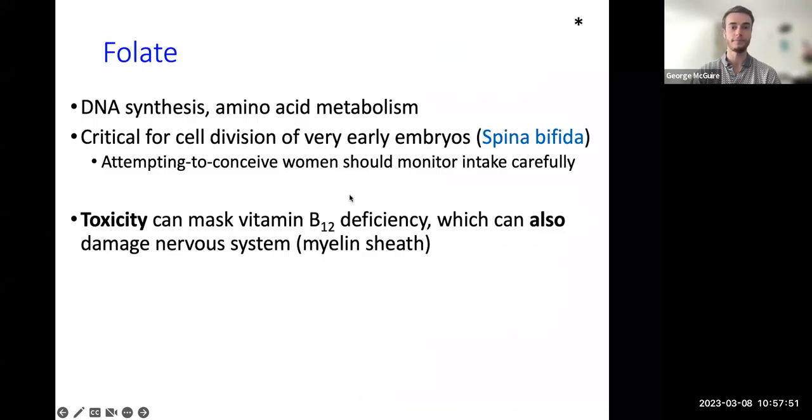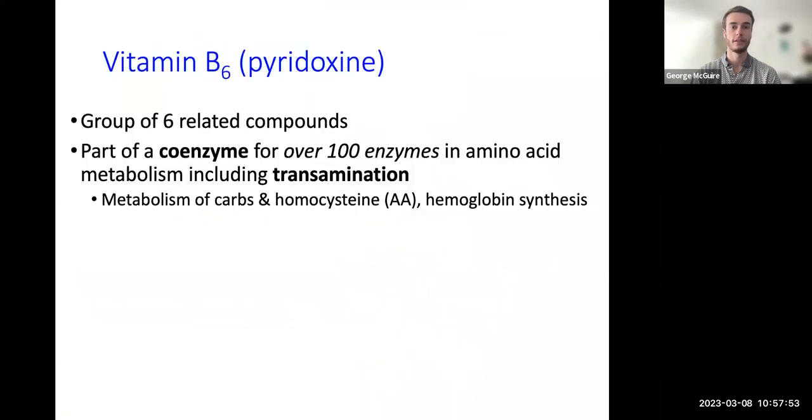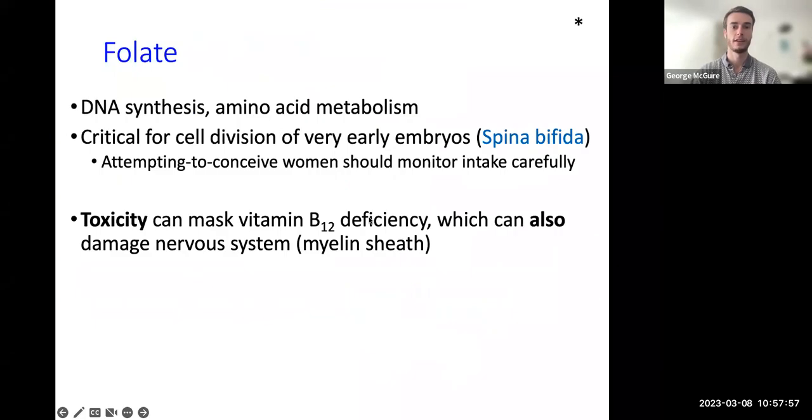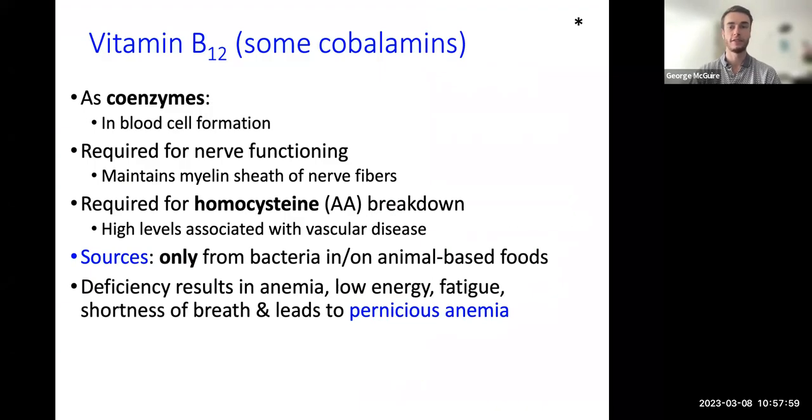Right? Here we go, with B6 playing a role in homocysteine metabolism. Homocysteine, if it reaches relatively high levels, has been associated with vascular disease. This plays a big role in our blood health. Having enough B12 to properly break down higher levels of homocysteine will allow us to prevent some vascular disease.